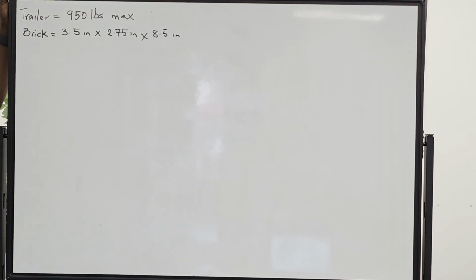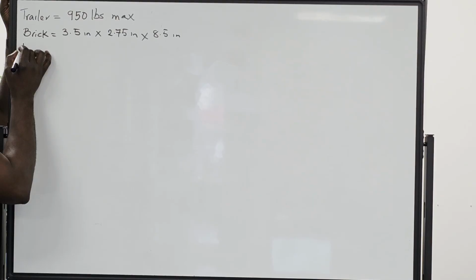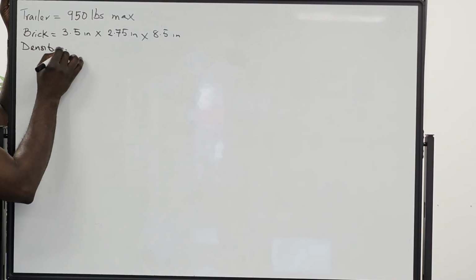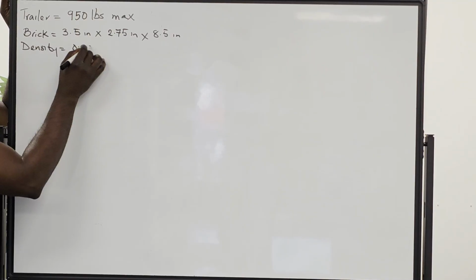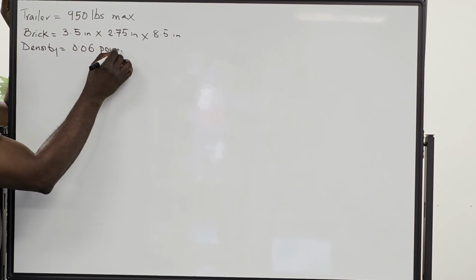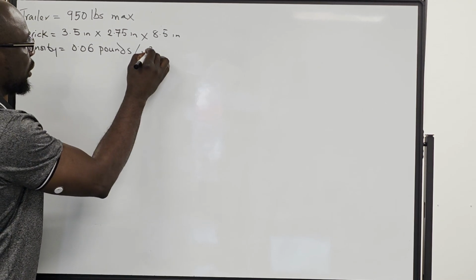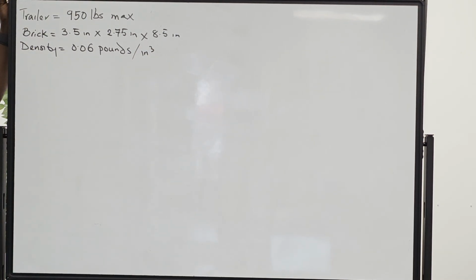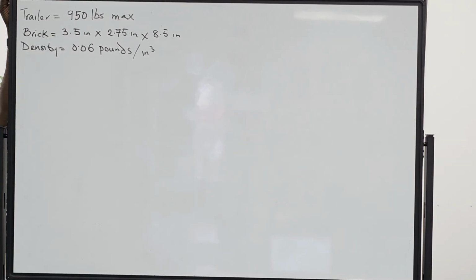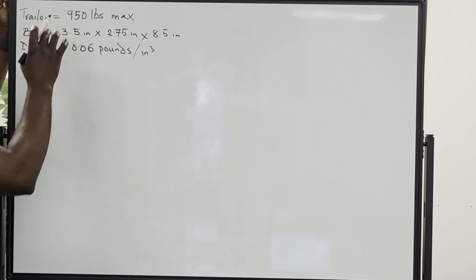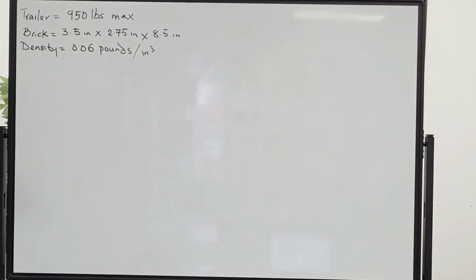Okay? And let's say each brick has a density. The density of the brick is 0.06 pounds per cubic inch. What is the maximum number of bricks that can be loaded on the trailer without exceeding the load limit? They're looking for the maximum number of bricks you can load. So we have the density and we have the volume, right? So we're looking for the amount in pounds.